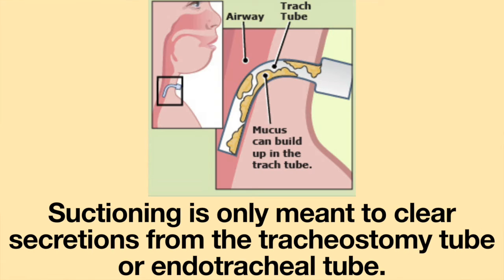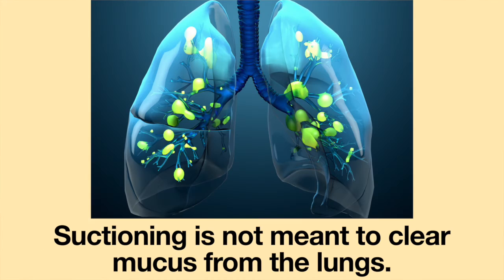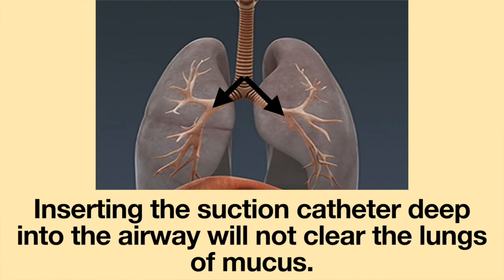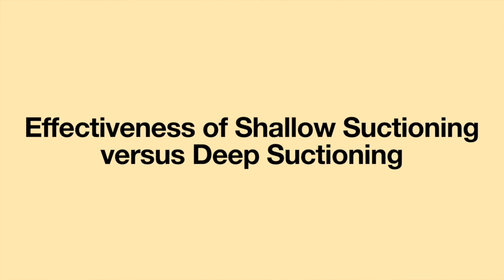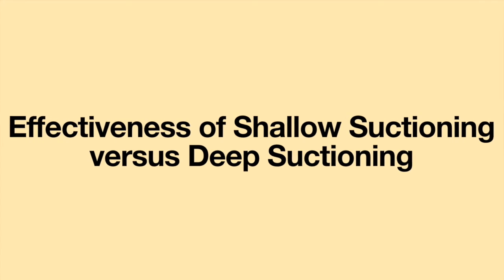Please note, suctioning is only meant to clear secretions from the tracheostomy tube or endotracheal tube. Suctioning is not meant to clear mucus from the lungs. Inserting the suction catheter deep into the airway will not clear the lungs of mucus. It will only cause damage to the airway, which may in turn cause more mucus to be produced.